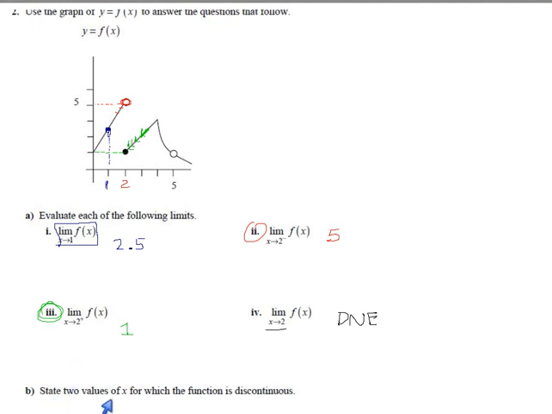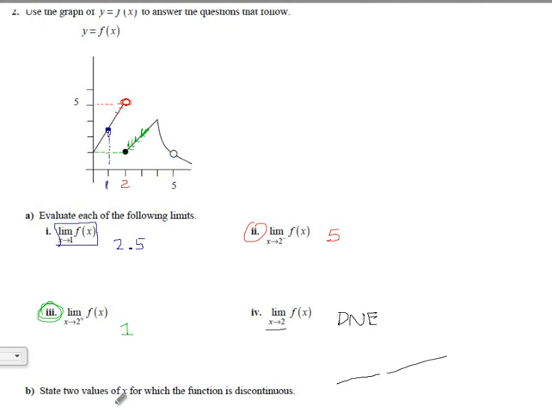Oh. State 2 values of x for which the function is discontinuous. The best definition of continuous is the simple one, which says a function is discontinuous if you have to lift your pen off the paper to draw it. Anywhere there's a break like this, the function is discontinuous. So at 2, we have this big obvious jump where the function is discontinuous. And at 5, we have this tiny little break. It's infinitely small, but it still counts, where the function is not continuous either.